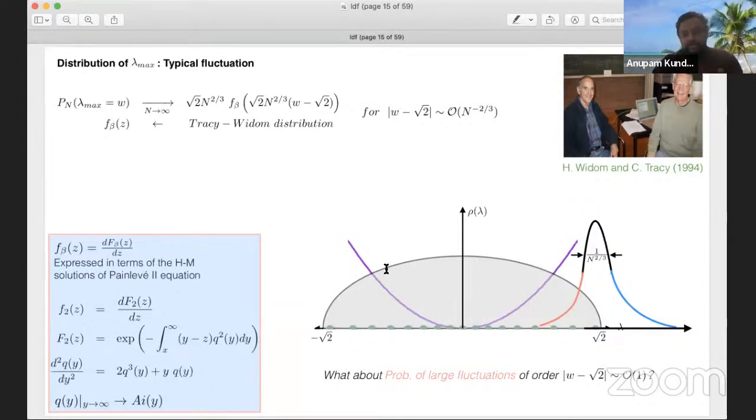Okay, very good. So this scaling distribution, these are the details of this distribution. I'm not going into the details of this. This distribution describes these typical fluctuations of order n to the minus 2/3. But what about the fluctuations which are larger than this? That means order 1 distance away from the mean, on this side or that side. And these are described by large deviation functions.